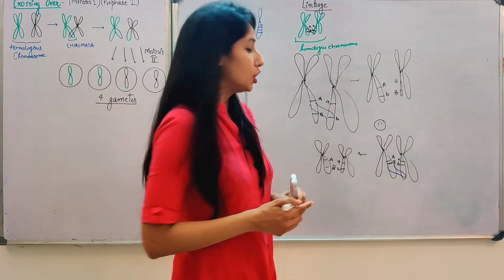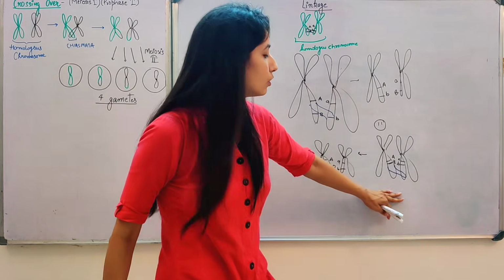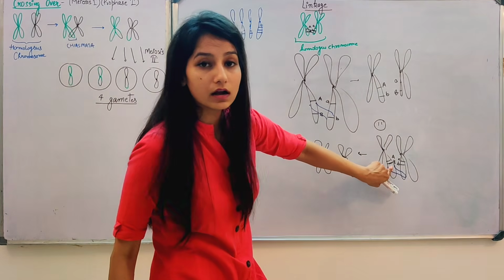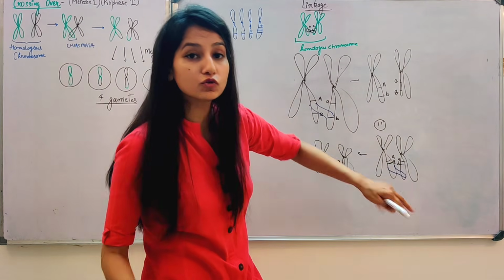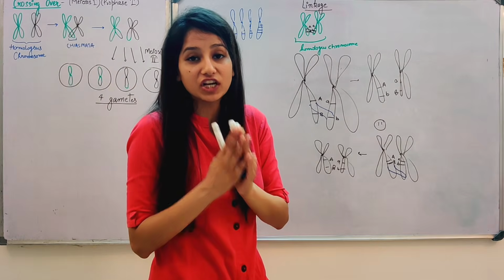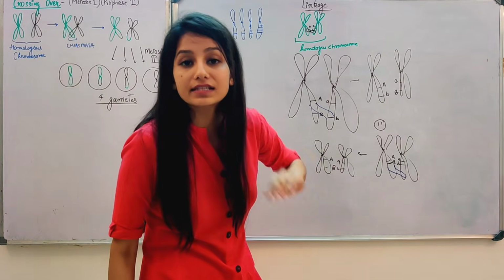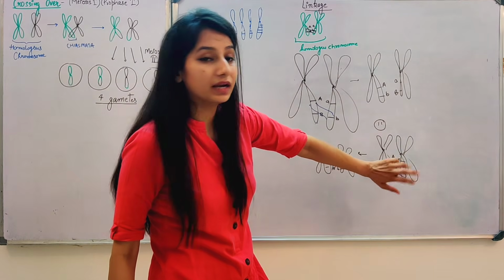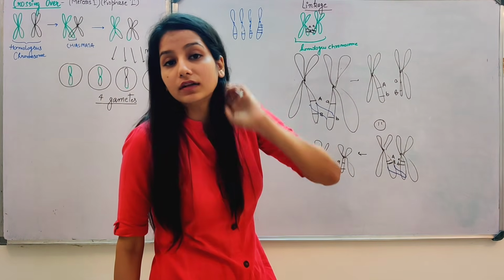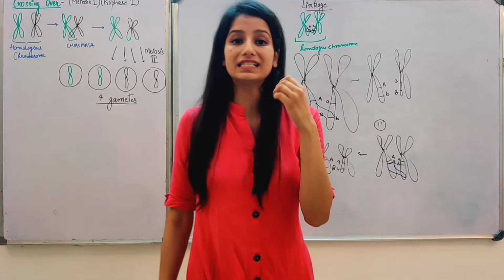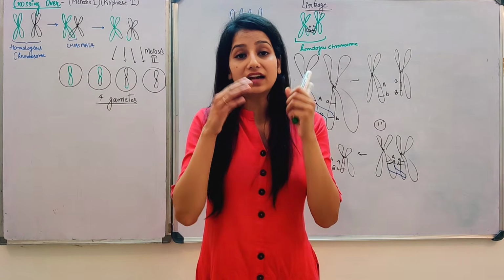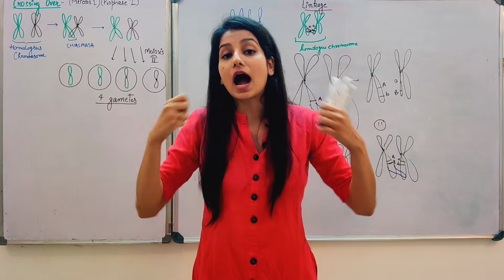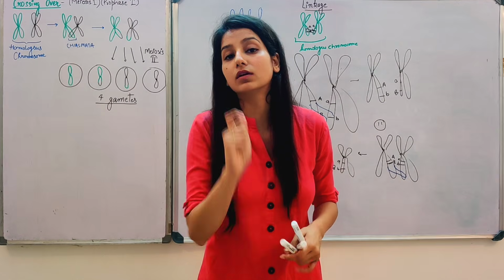Why will it be the same? Because the crossing over that occurred here happened below these two genes. This crossing over has occurred below these two genes. So these two genes are so close to each other that crossing over can't separate them. Crossing over is not able to separate them, due to which we call them linked genes, or we call it linkage. Why linkage? Because these two genes are so close to each other that they can't be separated during crossing over.